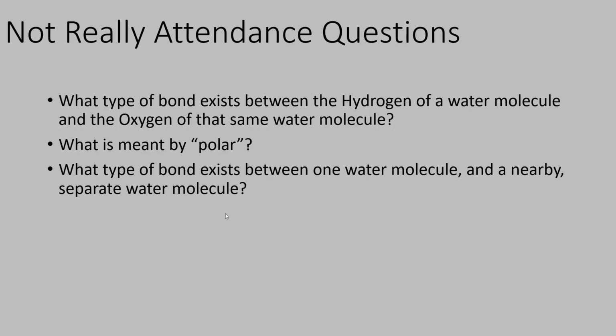Here, it is a polar covalent bond. And that brings us to the next question. What's meant by polar? Well, polar is a word that means one area of something has different properties than another area of something. So that can mean a bunch of different things, but here when we're talking about polar covalent bonds, it means that even though we're sharing electrons, we are not sharing them equally.